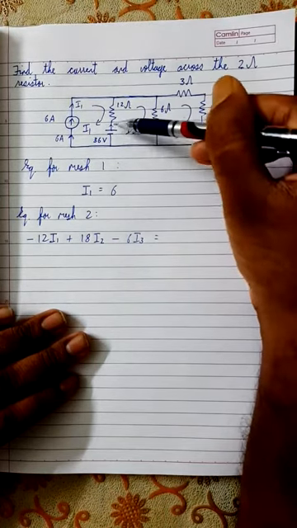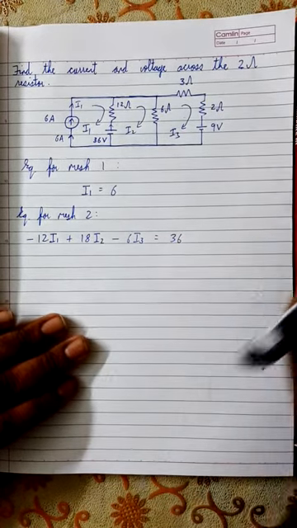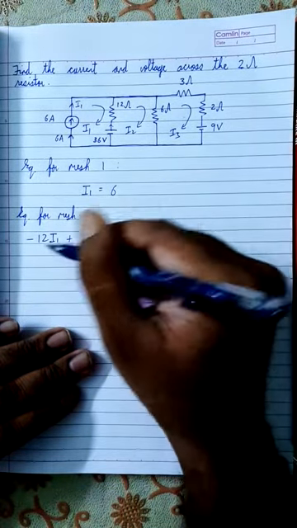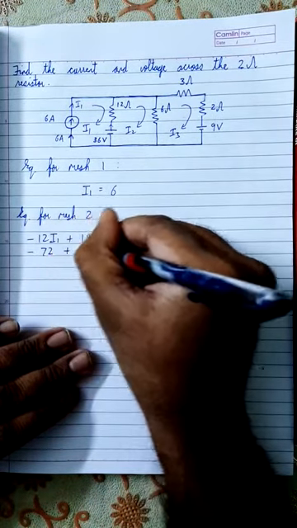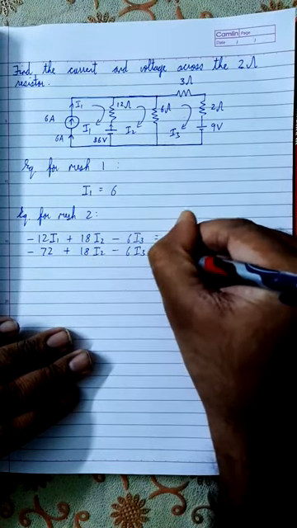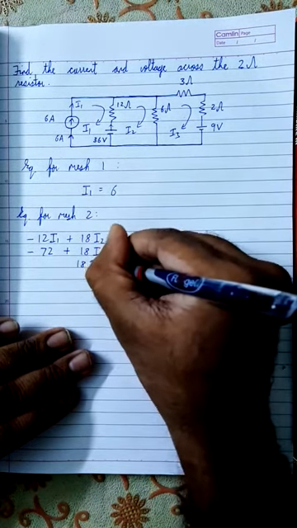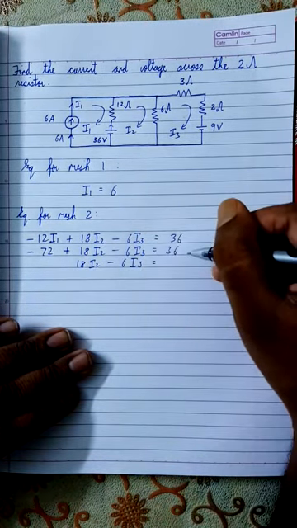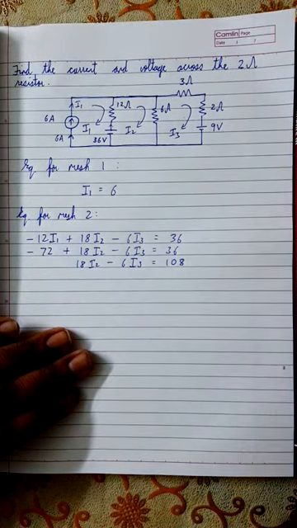This positive terminal is supplying I2, or supporting I2, therefore it is plus 36. This is the equation. Now we already know the value of I1 is 6, so this becomes 12 into 6, which is minus 72. So this is minus 72 plus 18 I2 minus 6 I3 is equal to 36, or in other words 18 I2 minus 6 I3 is equal to 36 plus 72, which becomes 108.